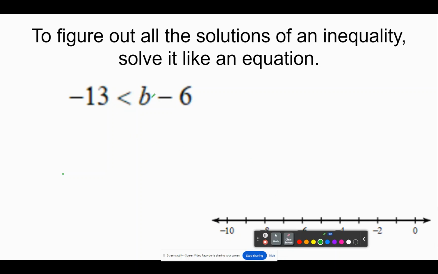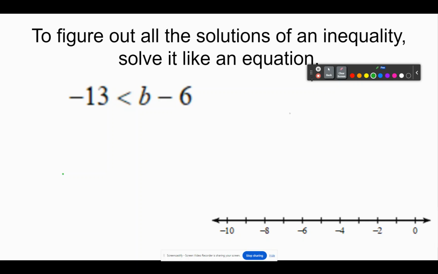-13 is less than b minus 6. We want to get the b by itself. So we do the opposite of subtracting 6. We need to add 6 to both sides. That's going to cancel this out. We're going to be left with -7 is less than b, or b is greater than -7.